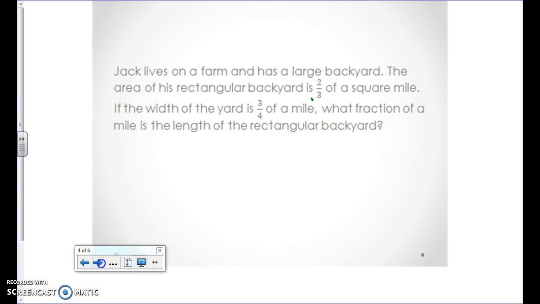The area of the rectangular backyard, let's go with 12. The area is 12. And the width, we'll just say it's 3. What fraction of the mile is the length of the rectangular backyard? Okay, so to solve this problem, you have to have a little bit of background information on area. It says that he has a rectangular backyard and that the area altogether, we changed to 12. And so part of the problem is you knowing that area is the length times the width.